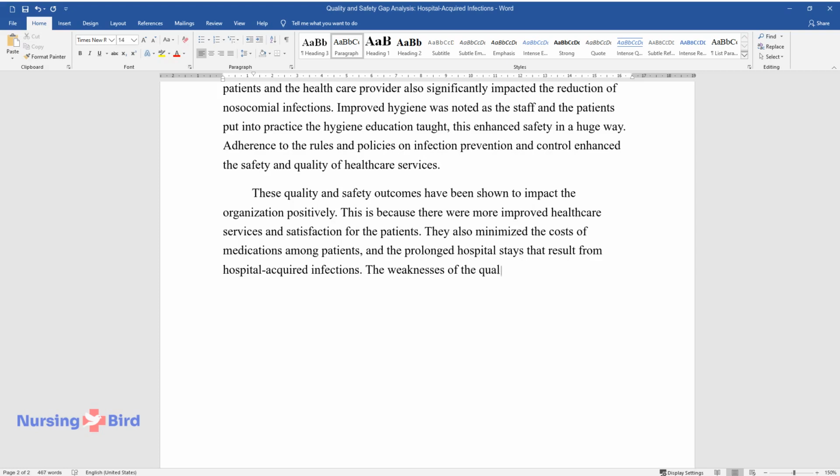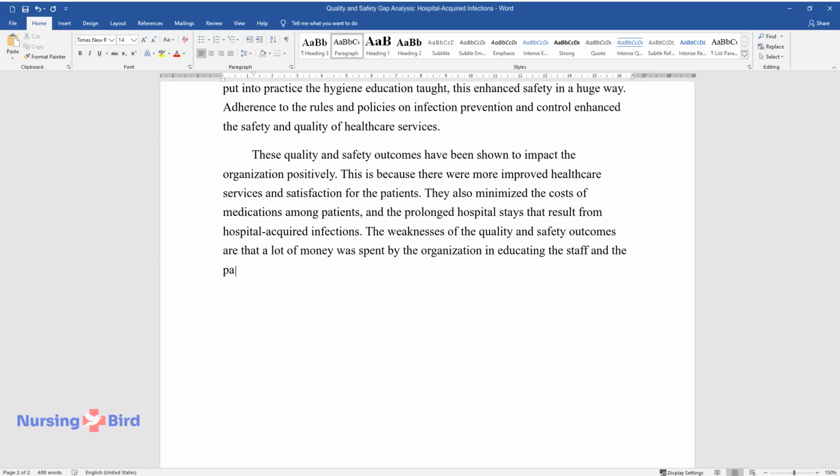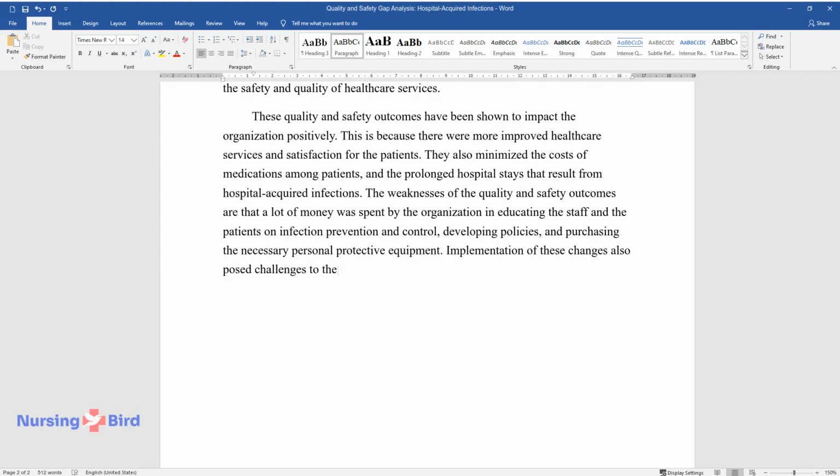The weaknesses of the quality and safety outcomes are that a lot of money was spent by the organization in educating the staff and the patients on infection prevention and control, developing policies, and purchasing the necessary personal protective equipment. Implementation of these changes also posed challenges to the organization.